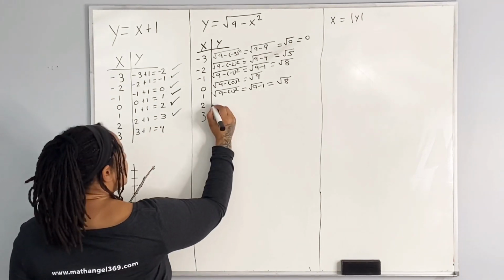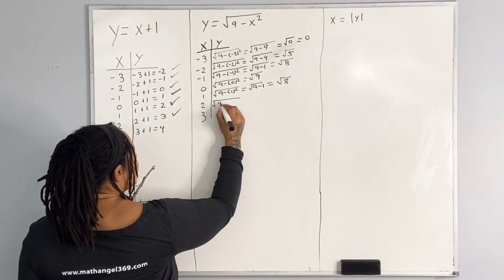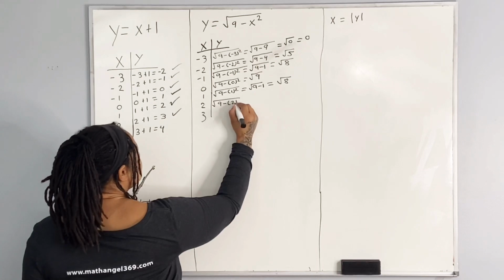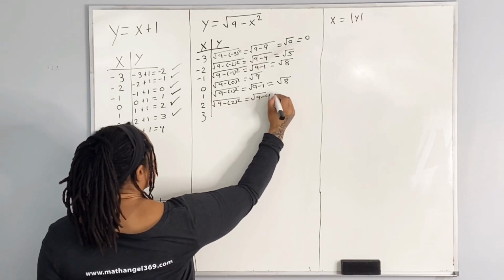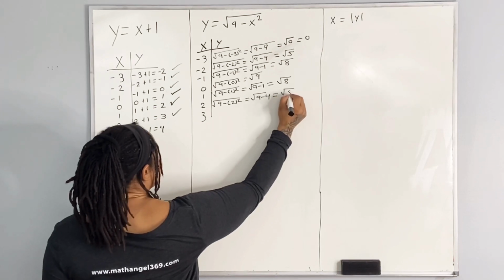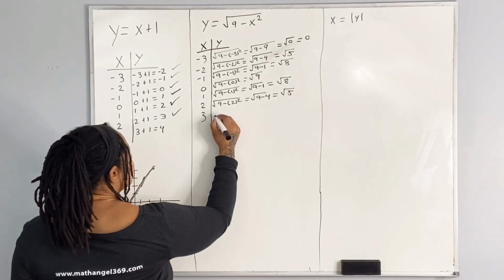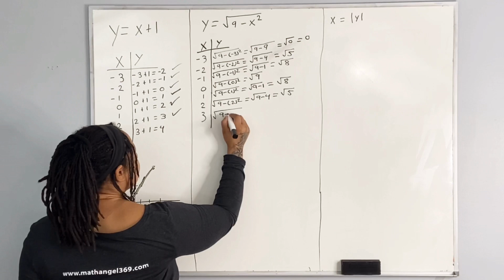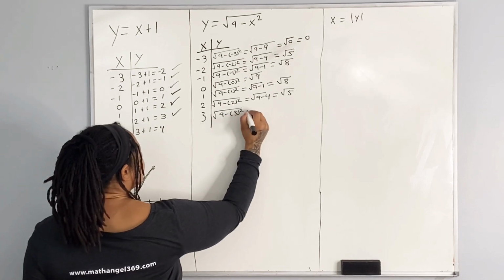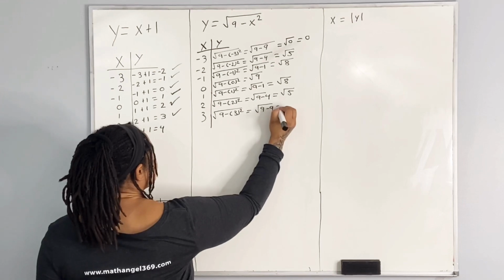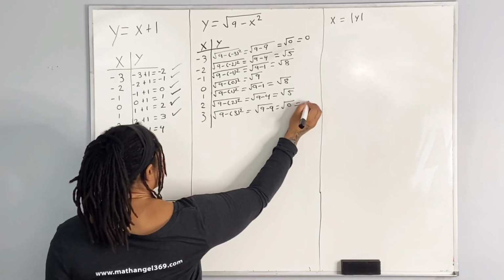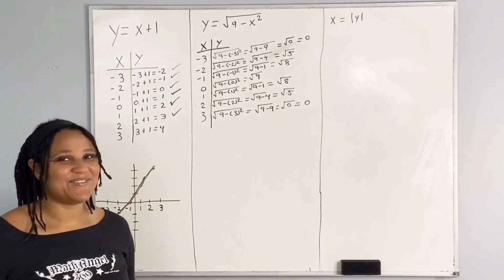So let's plug in 2, so we get the square root of 9 minus 2 squared, which is equal to the square root of 9 minus 4, which is equal to the square root of 5. And for our last one, we plug in 3: the square root of 9 minus 3 squared, which is equal to the square root of 9 minus 9, which is equal to the square root of 0, which is 0. Okay, so we have enough points.